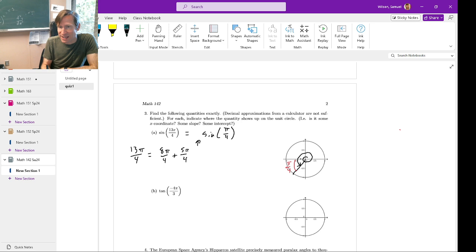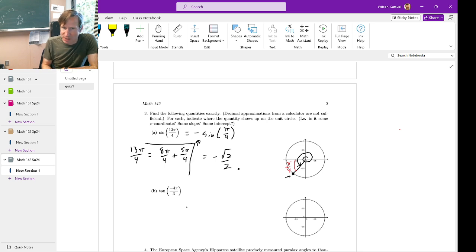So now we have to think, in this quadrant, is sine going to produce a positive value or a negative value? It's negative because sine is a y-coordinate in this picture, and this y-coordinate right here is negative. So we need a minus sign here. And then sine of pi over 4, that's one of the common values. That's root 2 over 2. Okay.